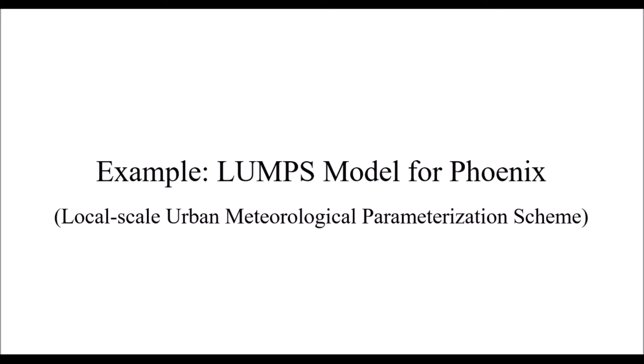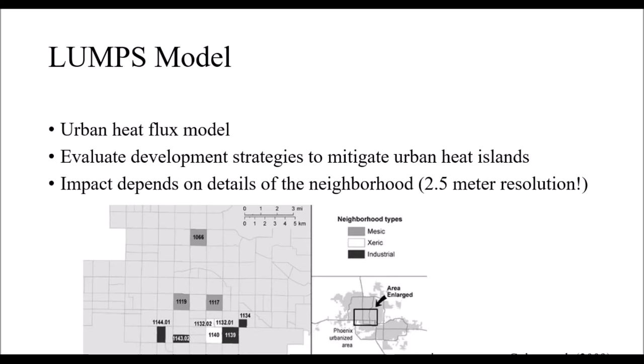Right? So I'm going to start with the model itself. This is a LUMPS model implemented by DC, Decision Center for Desert City Researchers, specifically for Phoenix. What we mean by a LUMPS model is really a heat flux model. So it's a sophisticated model that looks at how heat is absorbed and flows throughout a city.